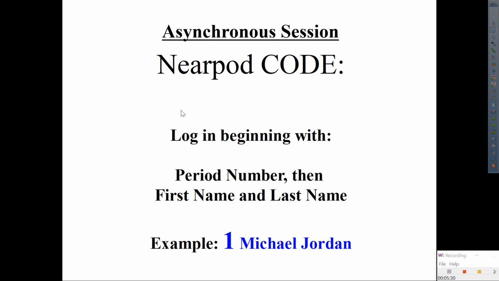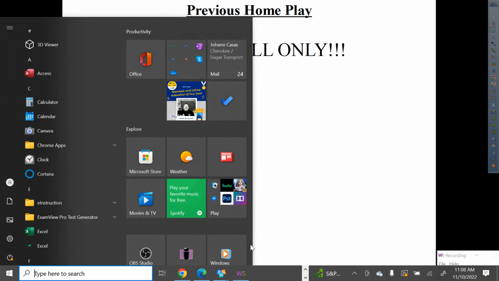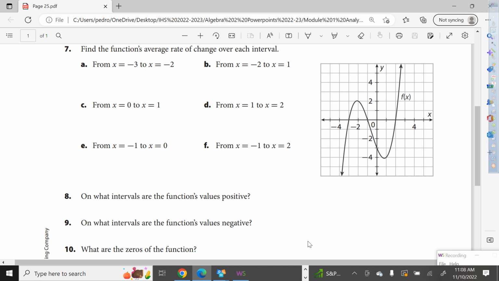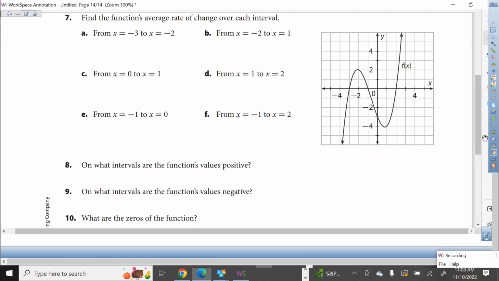Anyways, last night's homework is a gift from me to you. Thank you, Mr. Q. You're welcome. However, I do want to go over number 7 through 10, so get that in front of you, and I'm going to get that one in front of me, just so you can compare your answers. Let's see how you did. For the sake of time, I'm going to move along.